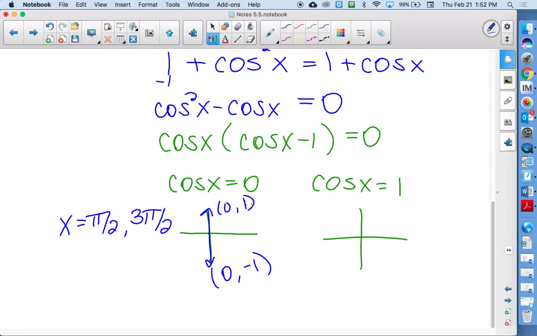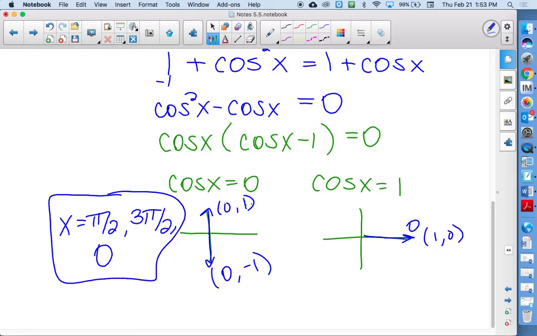Brandon, on the other side, what angle has a cosine of 1? Just 0. So the angle 0 has an ordered pair of 1 for cosine and 0 for sine. So that's also going to be one of the solutions. Questions?